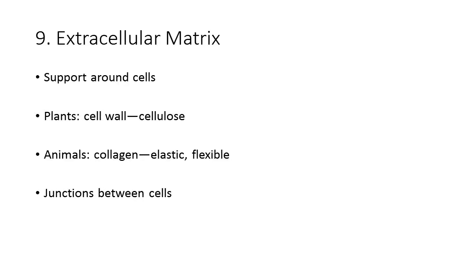Also, within the extracellular matrix, you find junctions between cells. So there are ways that cells can connect so they don't have to use endocytosis or exocytosis to transport things. They can use these junctions in between cells, and we'll talk about those more a little later on in our class.